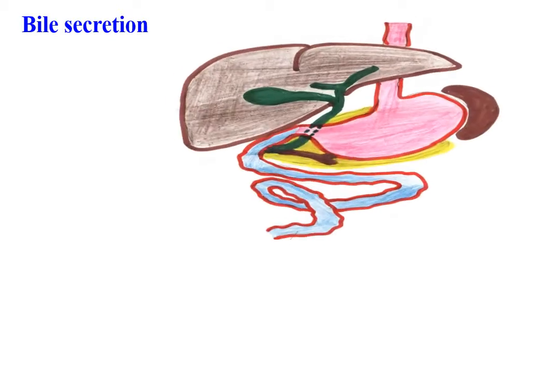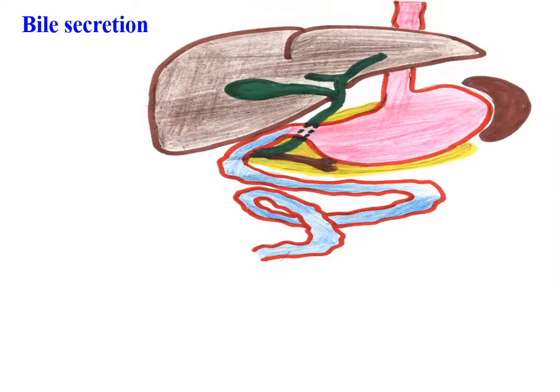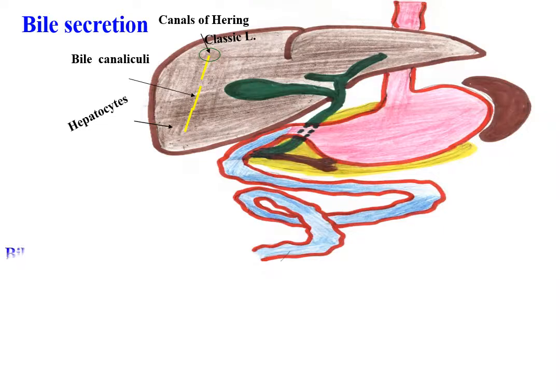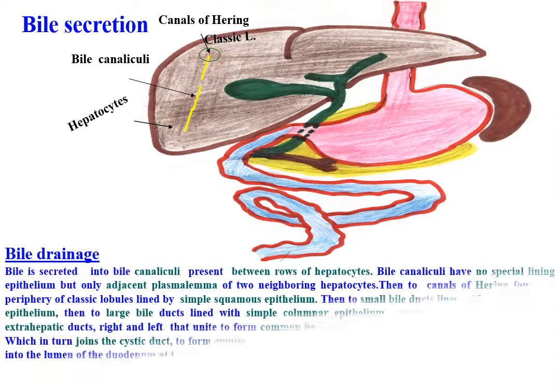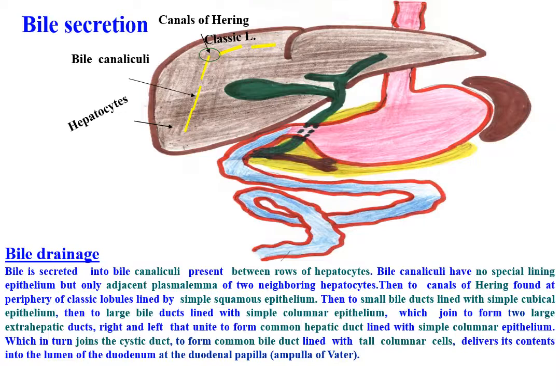Bile secretion or drainage. Bile is secreted into the bile canaliculi found between rows of hepatocytes. Bile canaliculi have no special lining epithelium, but only the adjacent plasma lemma of the two neighboring hepatocytes. Then bile passes to the canals of Hering, found at the periphery of classic lobules. Canals of Hering are lined by simple squamous epithelium.